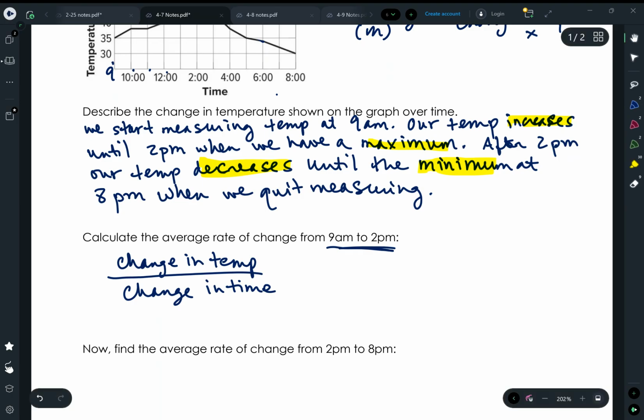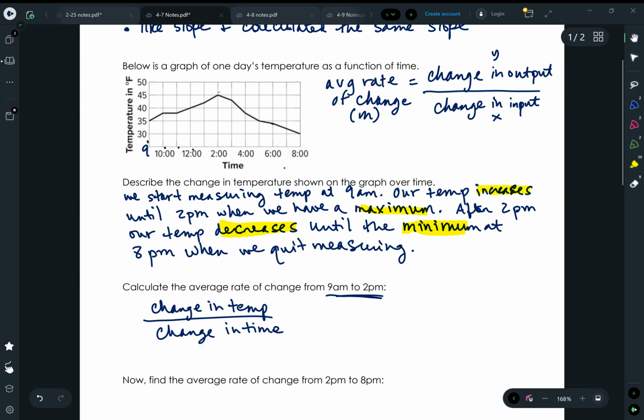So let's go ahead and go back up to the top of our page here. So this is at 2 p.m. It looks like we have a temp of 45. At 9 a.m., we have a temp of 35. And if you had trouble figuring out the hours, we could just simply count the hour blocks. 1, 2, 3, 4, 5. So 5 hours have passed. So we're going from 45 to 35.